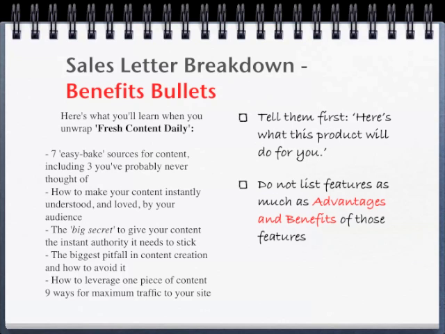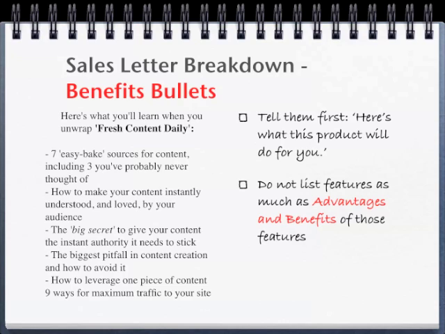Next, you want to move straight into the benefits and use bullet points to illustrate and to give the benefits. Here's what you'll learn when you unwrap Fresh Content Daily. 7 easy-bake sources for content, including 3 you've probably never thought of. How to make your content instantly understood and loved by your audience. The big secret to give your content the instant authority it needs to stick. The biggest pitfall in content creation and how to avoid it. And how to leverage one piece of content 9 ways for maximum traffic to your site.